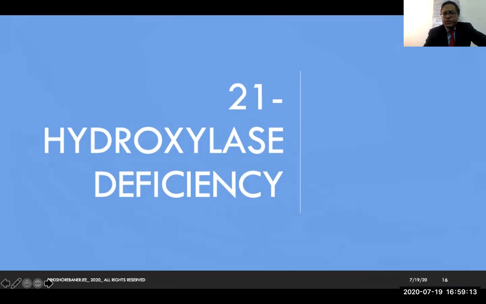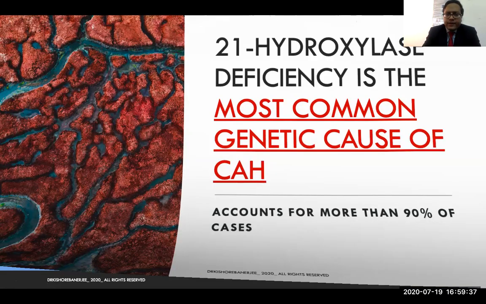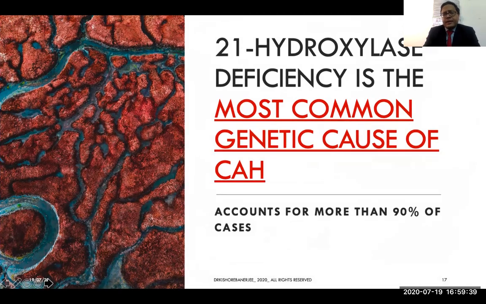So let's start with the most common one you usually see in CAH, because as I mentioned, it's a heterogeneous group. Depending on which enzyme is deficient, the presentation is different. But altogether, this group of diseases is called congenital adrenal hyperplasia, because ultimately all of them lead to low cortisol and increased ACTH, leading to bilateral hyperplasia. So let's begin with the most important one, 21-hydroxylase deficiency. As I mentioned earlier, this is the major subtype of CAH, comprising more than 90% of all cases of CAH.